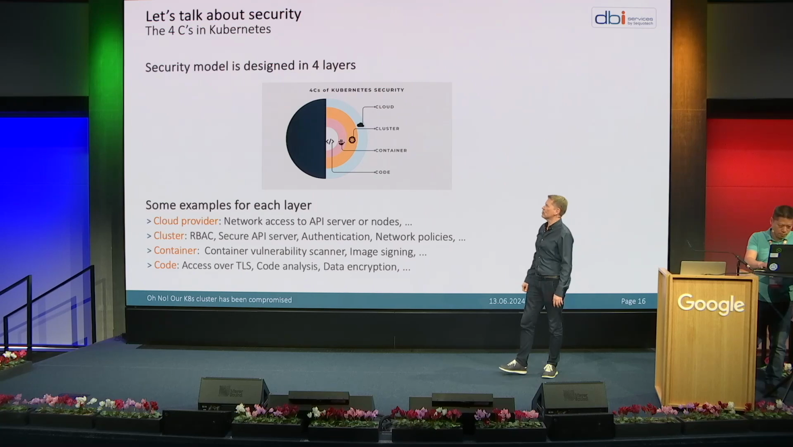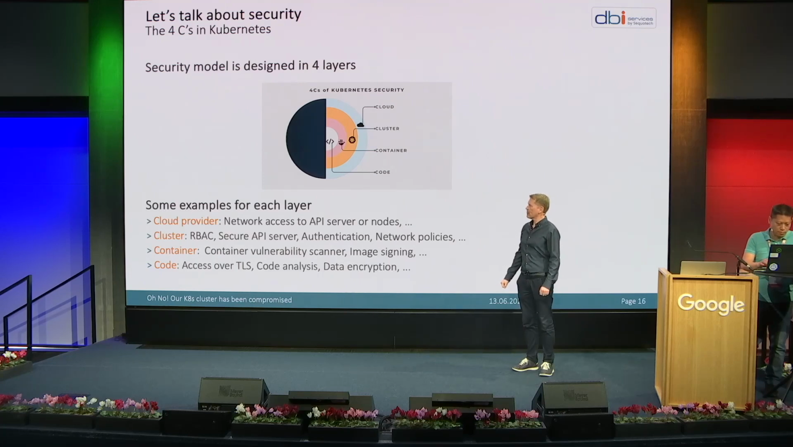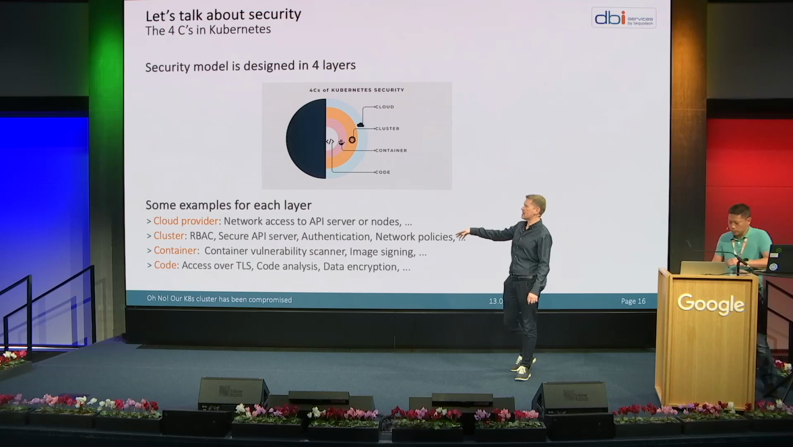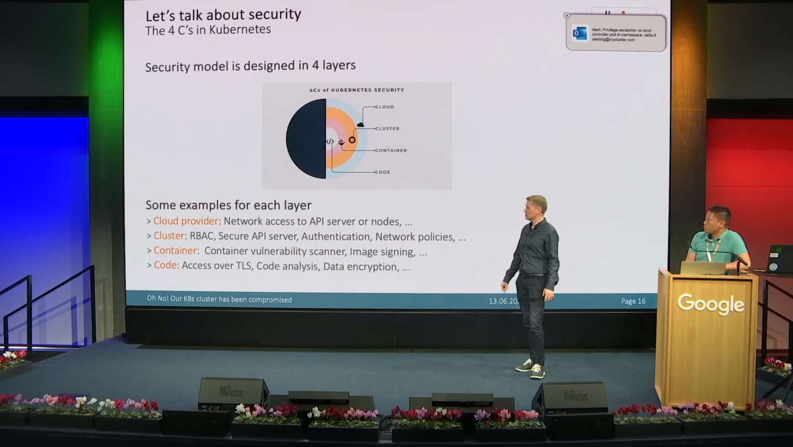That's one of the examples we could give of how you would protect your Kubernetes cluster. Try to protect at several layers to be secure in your cluster. And the last one is the code itself. When you have the application, you try to use TLS, like it was said in another talk previously. You do some code analysis, data encryption, and everything.